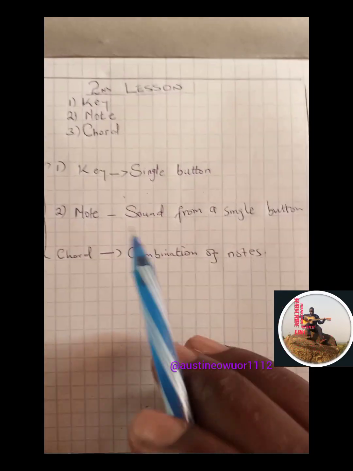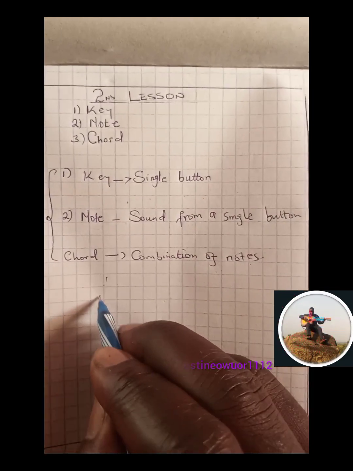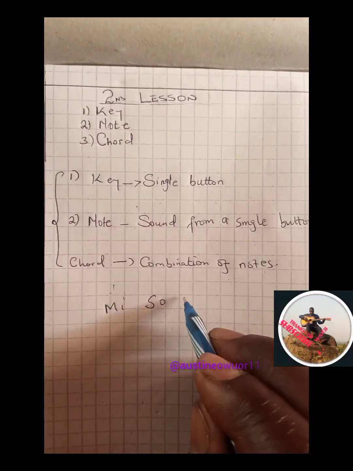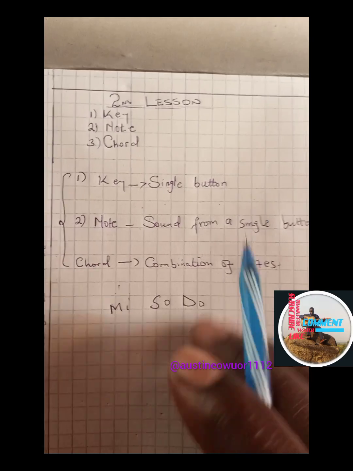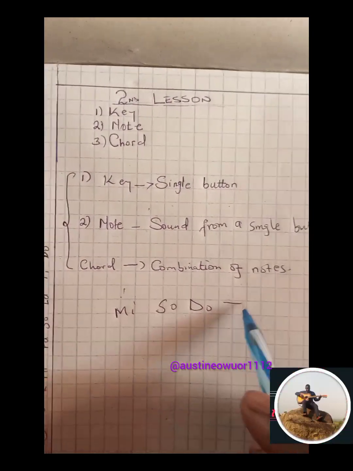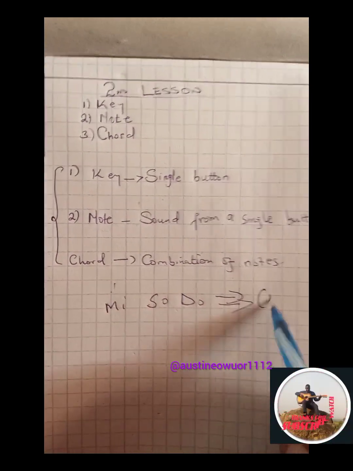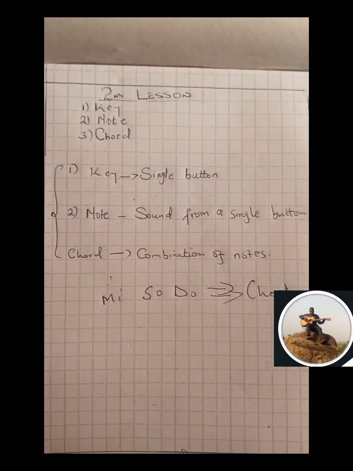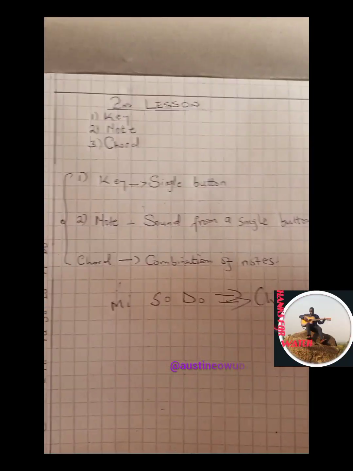So maybe you combine mi, you combine so, and you combine do, and then you press them together. The resultant sound there is what we call a chord. Yeah, I think that is so clear, and it will help us understand when we get into the practical aspect of it, so that you don't forget.